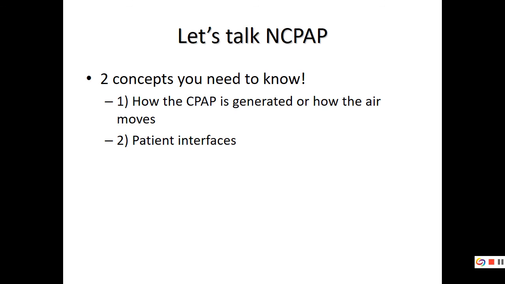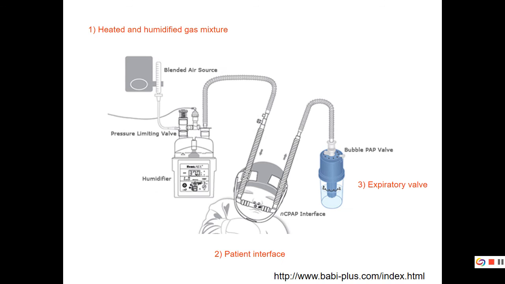Okay, 2 concepts about nasal CPAP you need to know. How the CPAP is generated, or how the air moves, and then how the device interfaces with the patient. So this is a simplified diagram, but it basically summarizes how all CPAP devices work. This happens to be a bubble CPAP device, which isn't important. What is important is that you have an oxygen source and a pressure source that creates pressure here. You have this long tube, so that oxygen and pressure is going through here.